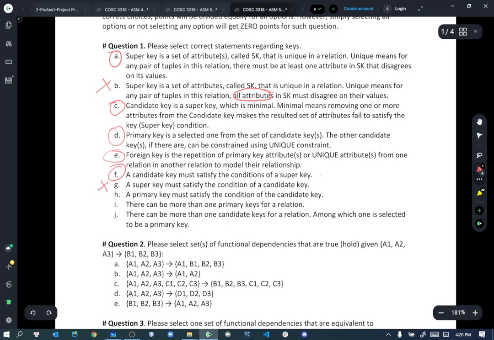And a primary key must satisfy the condition of a candidate key. This one is true because by definition, primary key is selected one from the set of candidate keys, so it has to be a candidate key. Next, there can be more than one primary key? No, there is only one primary key. Next one. There can be more than one candidate key for a relation, among which one is selected to be the primary key.